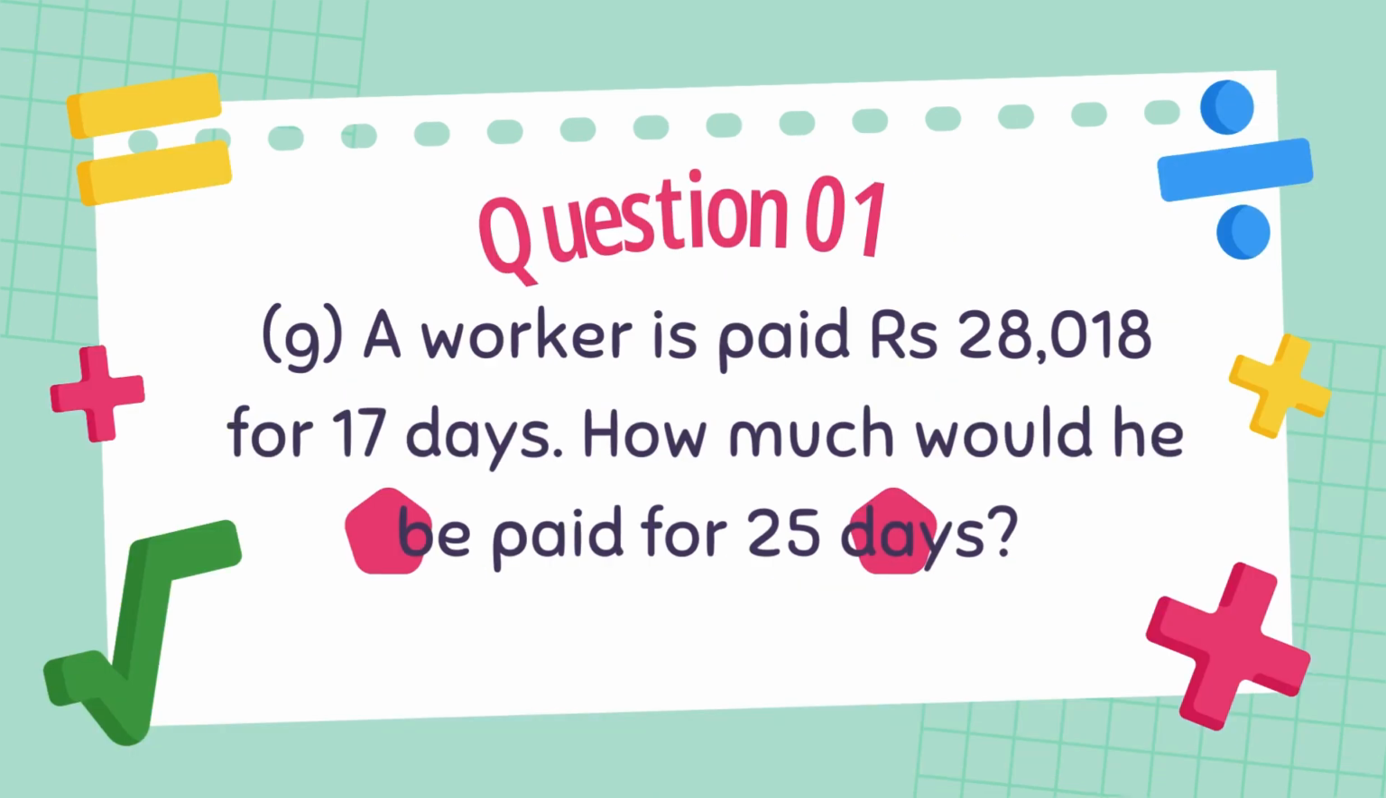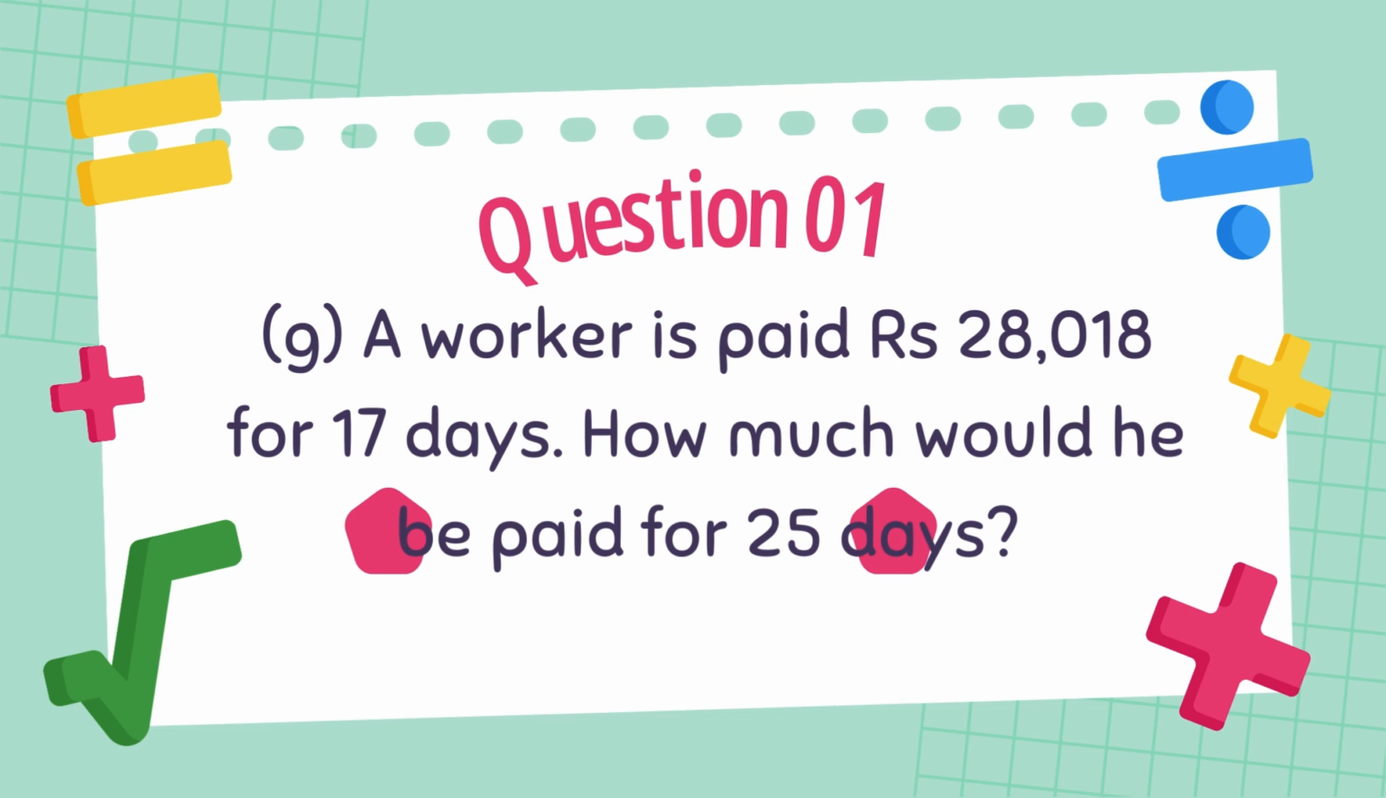Question number 1, part G. A worker is paid rupees 28,018 for 17 days. How much would he be paid for 25 days? So the income of the worker is given not for 1 day but for 17 days. He earned 28,018 rupees. We have to calculate the 25 days' earning.